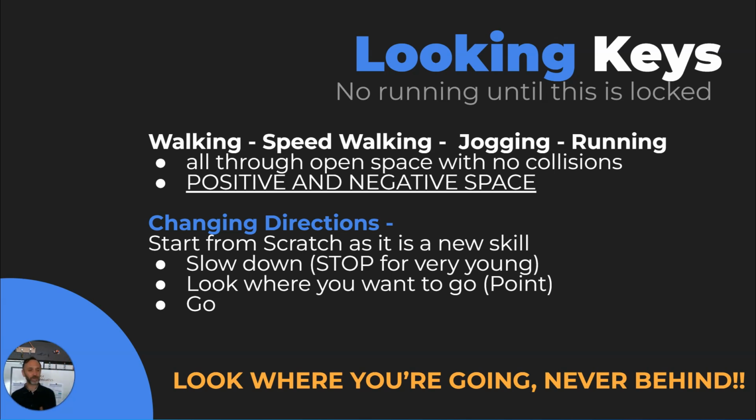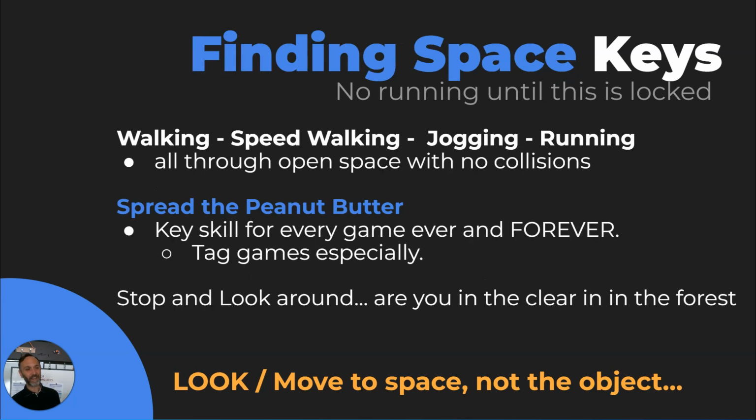It leads up to us jogging on the spot using your peripheral vision, looking where you want to go, and then transitioning into that spot. The number one rule in all of spatial awareness for me is look where you're going, never behind. So how do we find space? This again, can we get to open space without any collisions or anyone falling down?